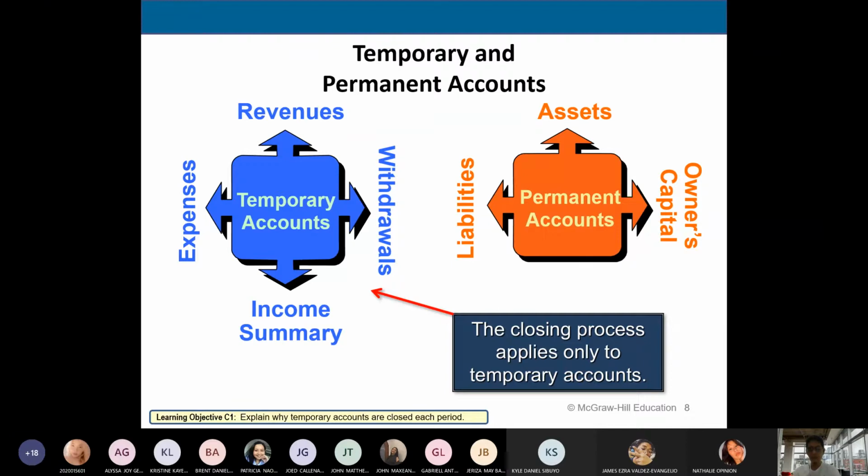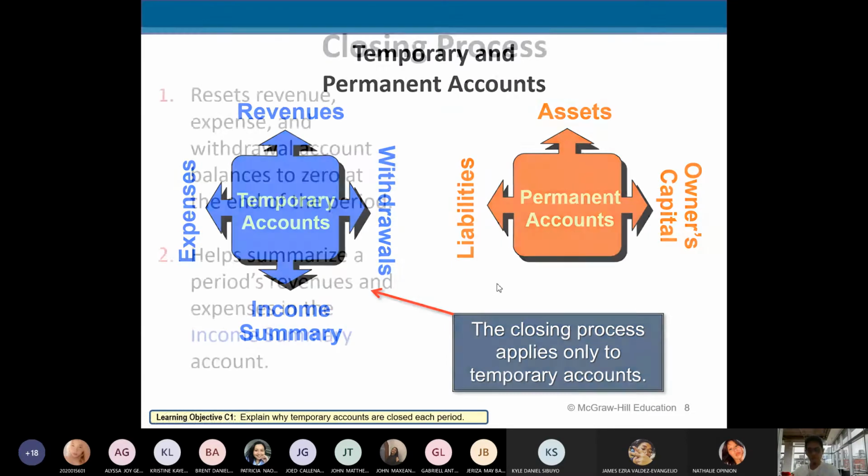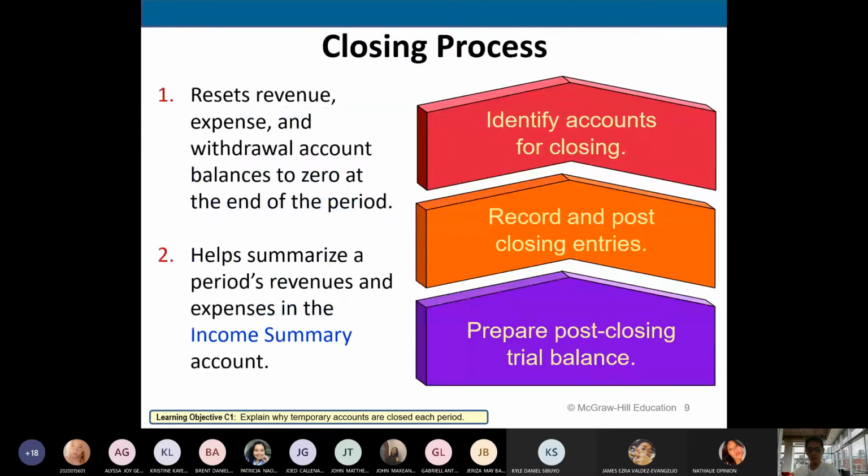Unlike ng temporary accounts, it only relates to one accounting period. Or nominal accounts. They include all income statement accounts, revenues and expenses, withdrawals, and income summary. Okay? But these permanent or real accounts, so long that they have balances, yung mga balances na yun will be carried into future periods. Okay? So did you get these concepts? Okay? So these are the steps in doing the closing process.